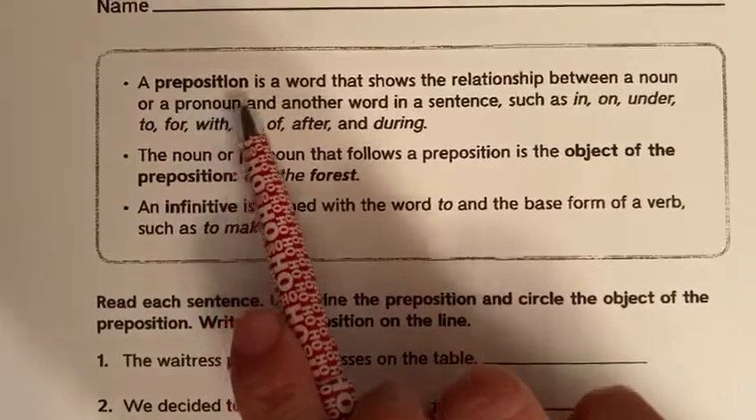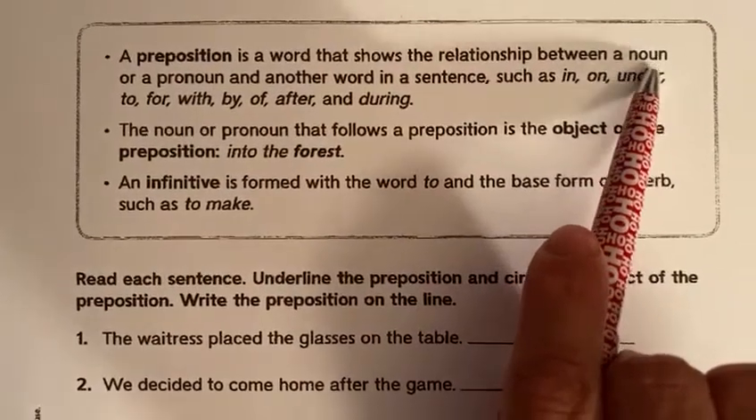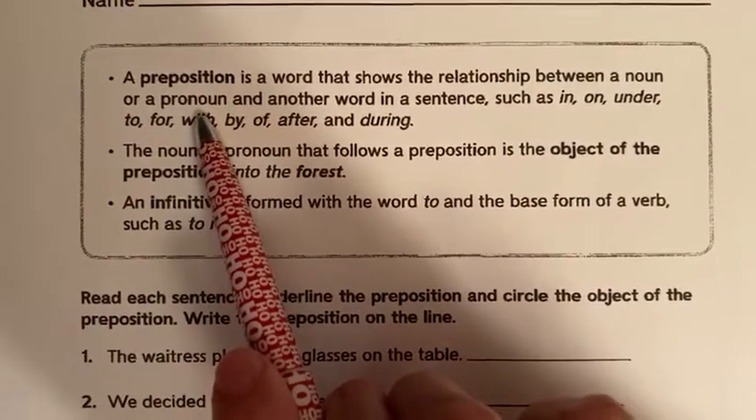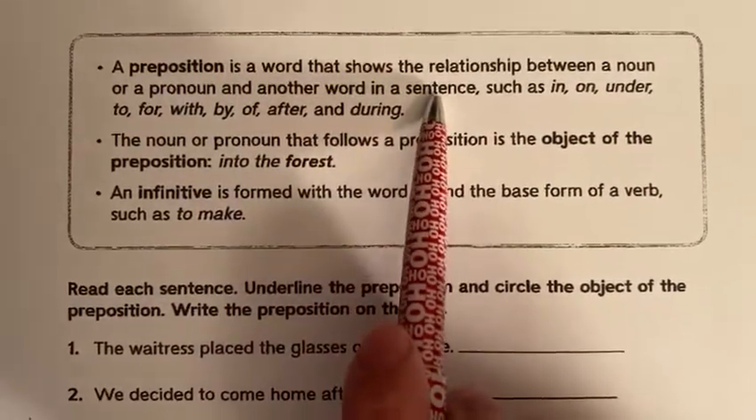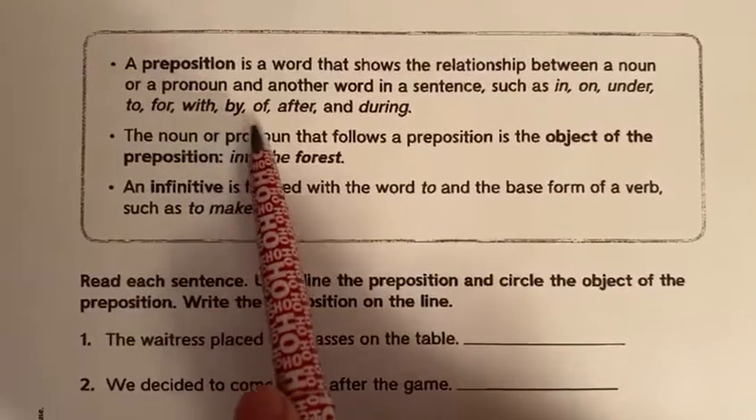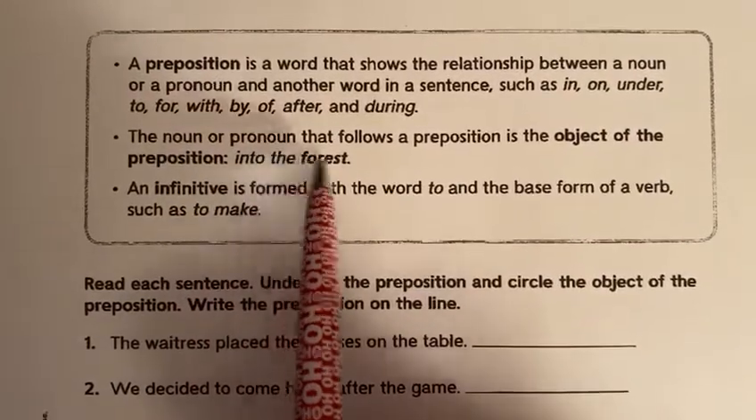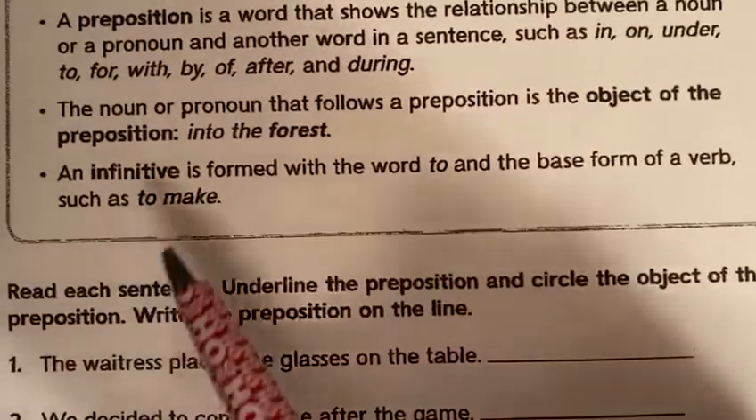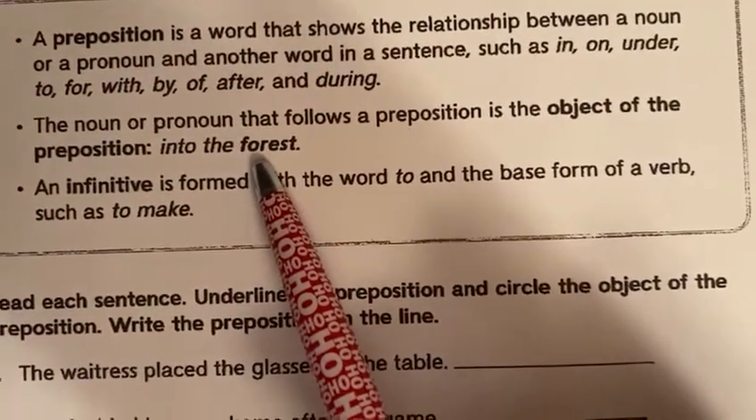A preposition is a word that shows the relationship between a noun, and remember, a noun is a person, place, or thing, or a pronoun. Pronouns are like I, he, she, it, we, they, and another word in a sentence, such as in, on, under, to, for, with, by, of, after, and during. The noun or pronoun that follows a preposition is the object of the preposition. For example, into, that is my preposition, the forest, that is the object of the preposition.